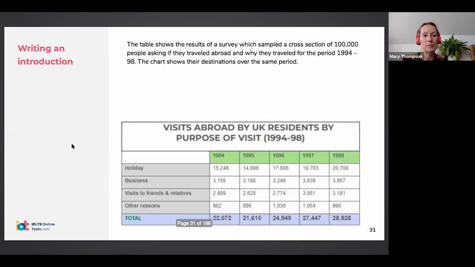Okay, right. So looking now at the introduction. Just to repeat the question here, the table shows the results of a survey which sampled a cross-section of 100,000 people, asking if they travelled abroad and why they travelled for the period 1994 to 1998. The chart shows their destinations over the same period. So for the introduction, as we said, you need to paraphrase the title. How do you do that? Which techniques can you use?